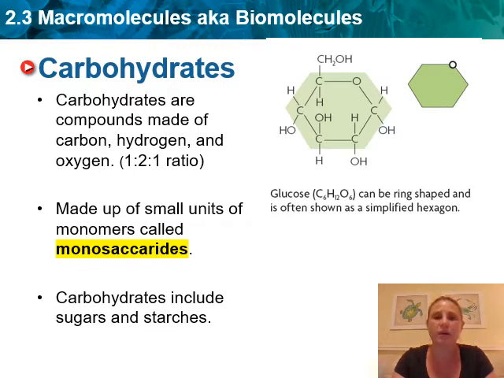Now, we have small little units, the monomers, remember, the little pieces that make up the bigger chain, the bigger polymer. Now, these ones have a special name. We call them monosaccharides. So the small little pieces that make up a carbohydrate are called monosaccharides. And carbohydrates actually includes sugar and starches. So there's some examples for you. So when you eat something that contains sugar in it, you're eating something that's a carbohydrate. If you're eating something starchy, like cereal, bread, rice, pasta, that's all carbohydrates.